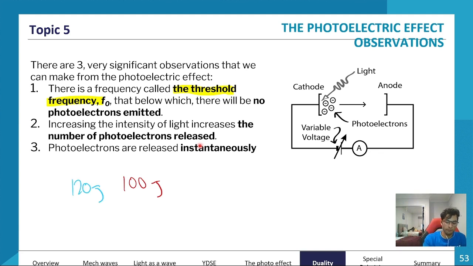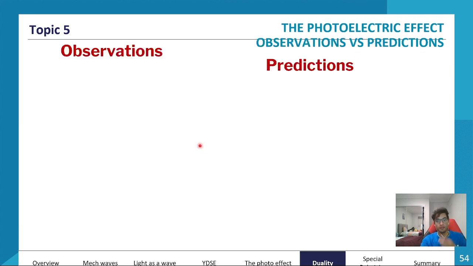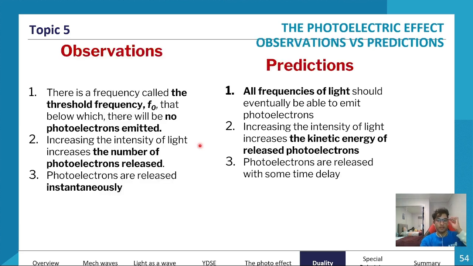The second thing he found out was that increasing the intensity of the light increases the number of photons, which, as you'll see later on, will increase the current. And he saw that the photoelectrons were released immediately. The reason this is shocking is because at the time, these were the predictions. At the time, it was assumed, according to their knowledge of light, that every single frequency of light should be able to emit photoelectrons.